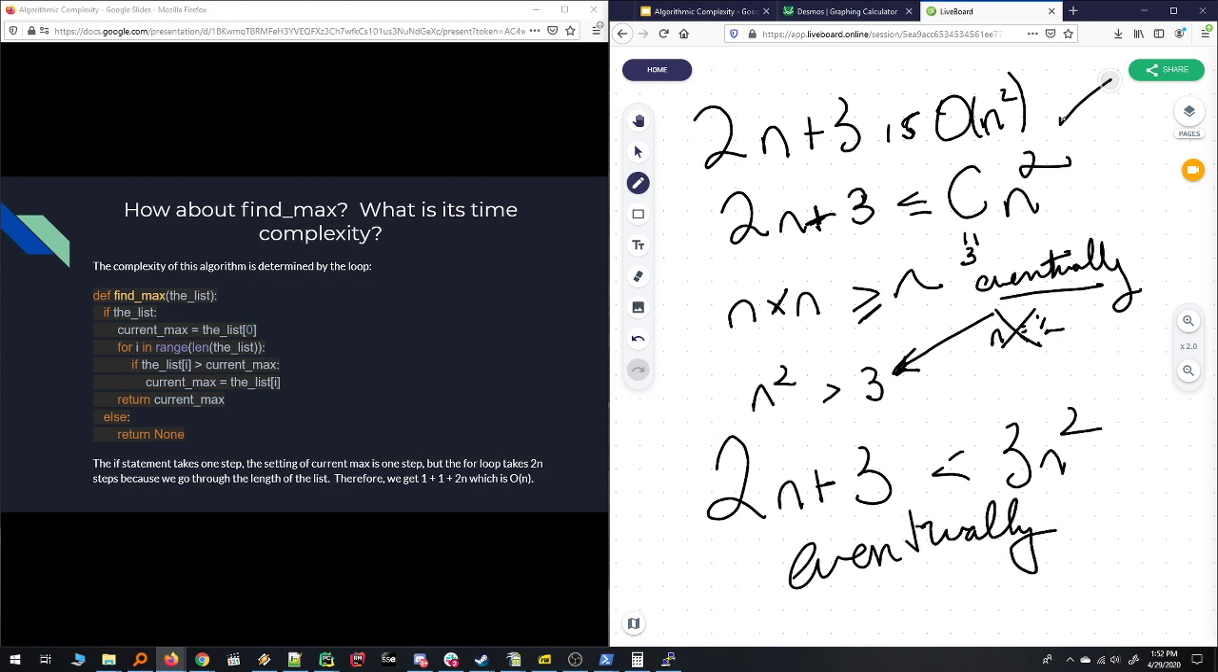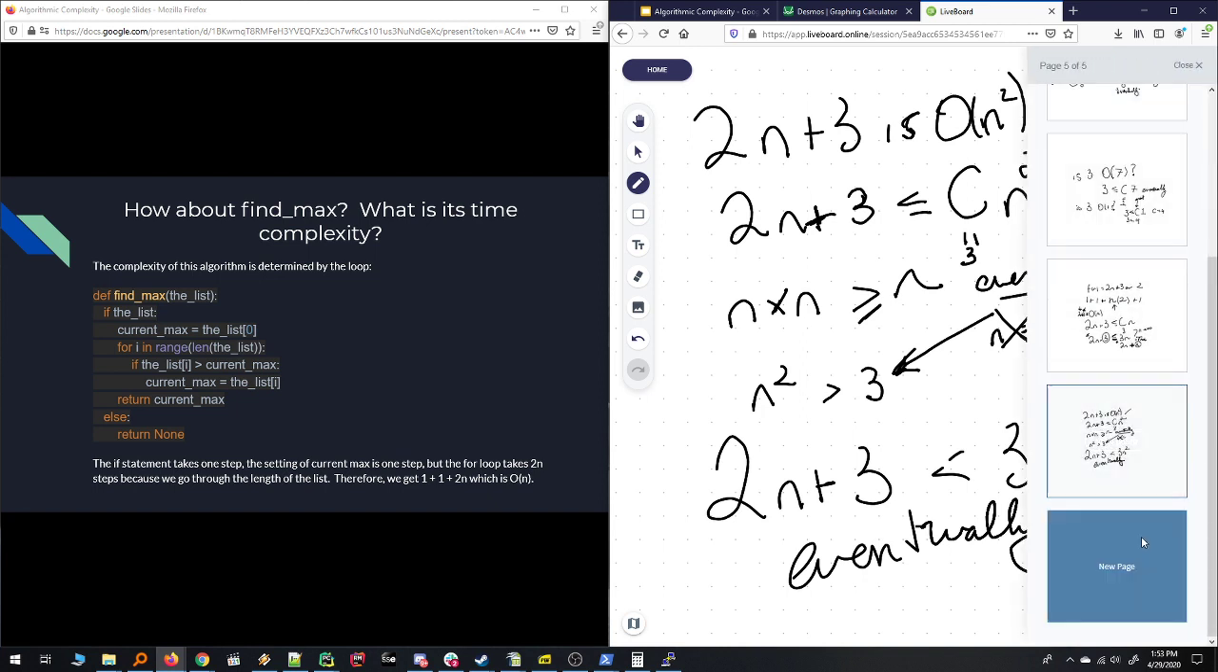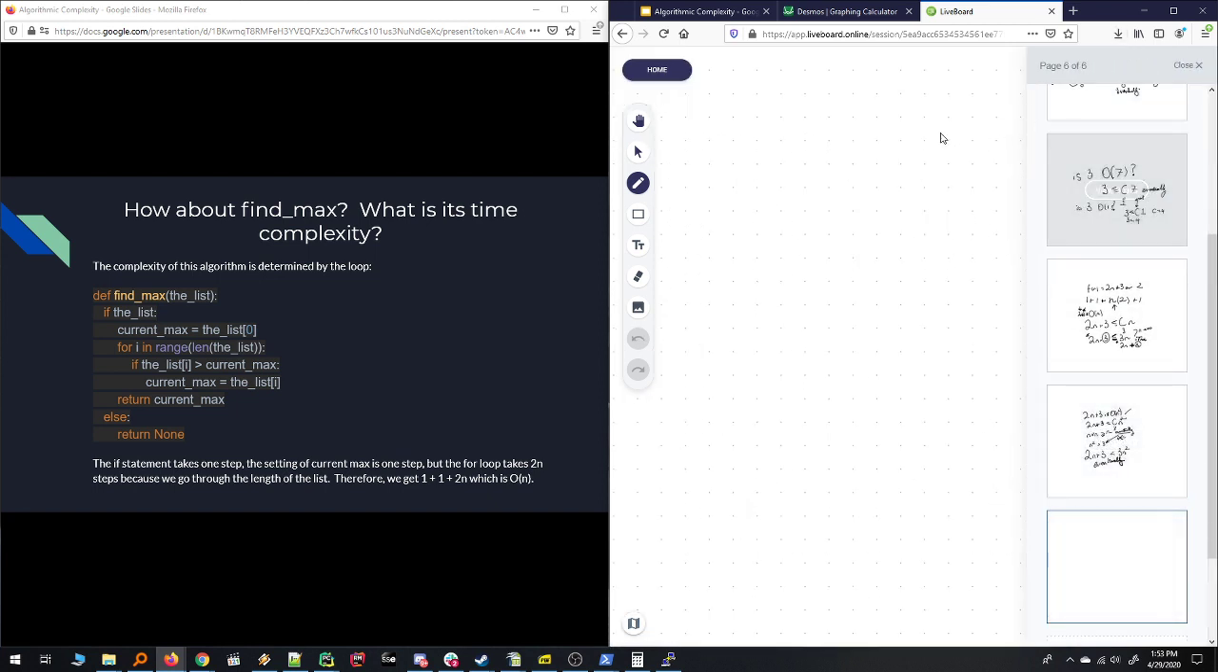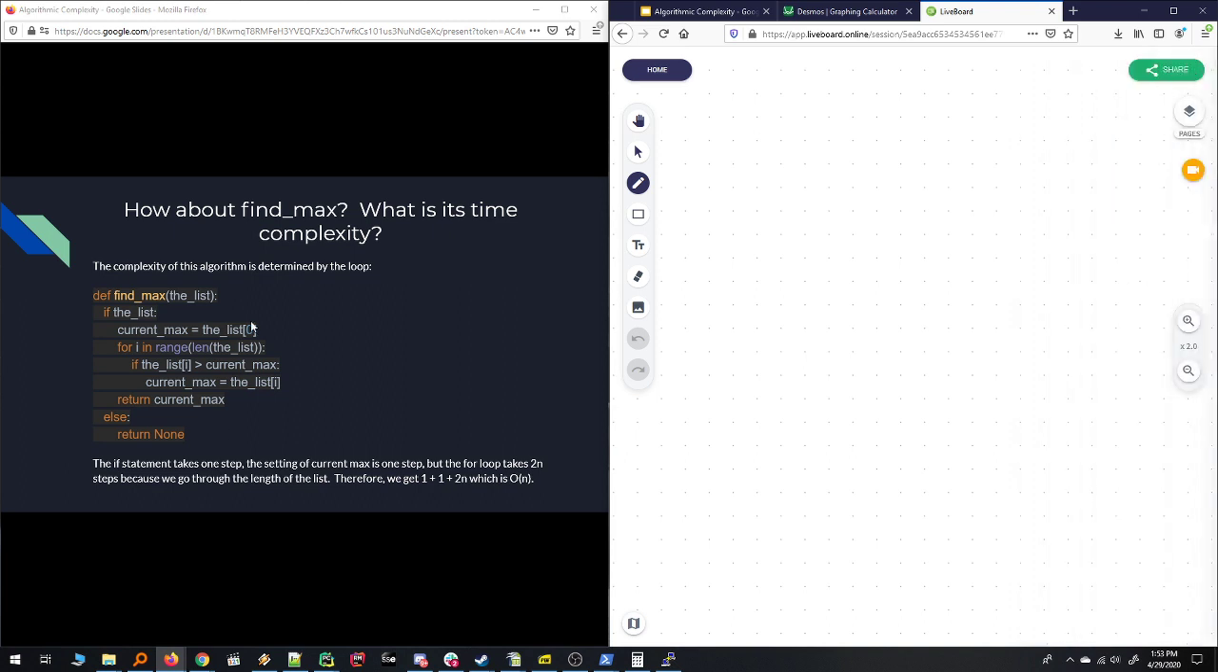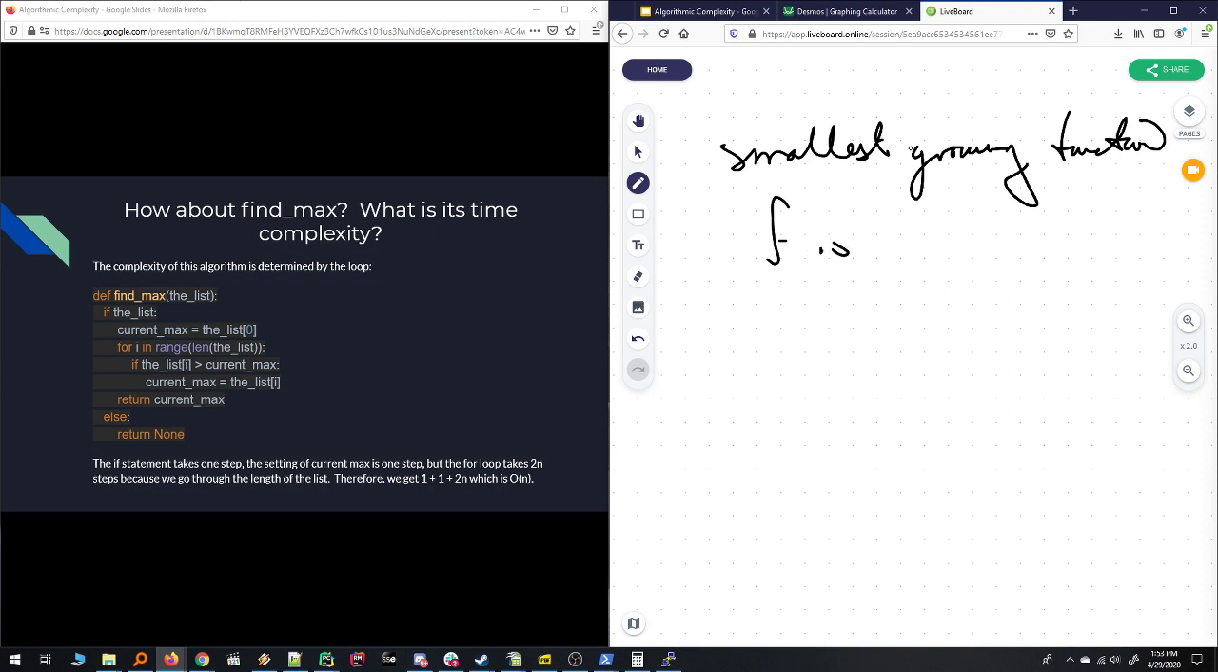And so that's why this is true, right? Cool. All right. So then why don't we just say everything's big O of 2^n? We could, but the tradition is that you want to basically pick the smallest growing function g to say that f is big O of g.